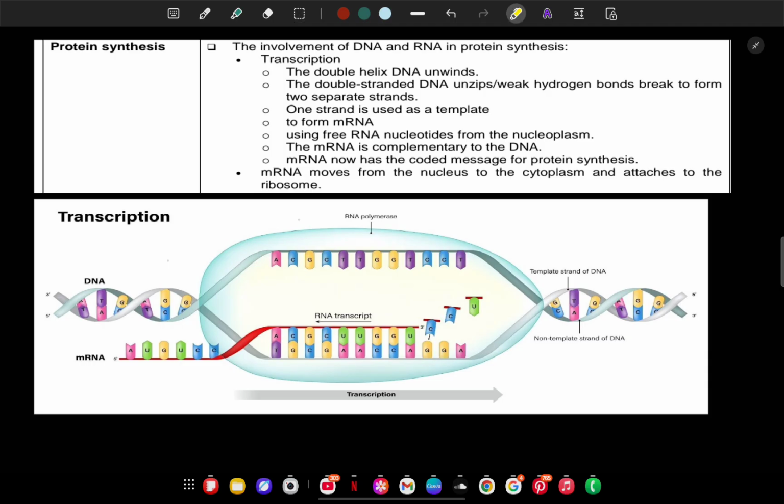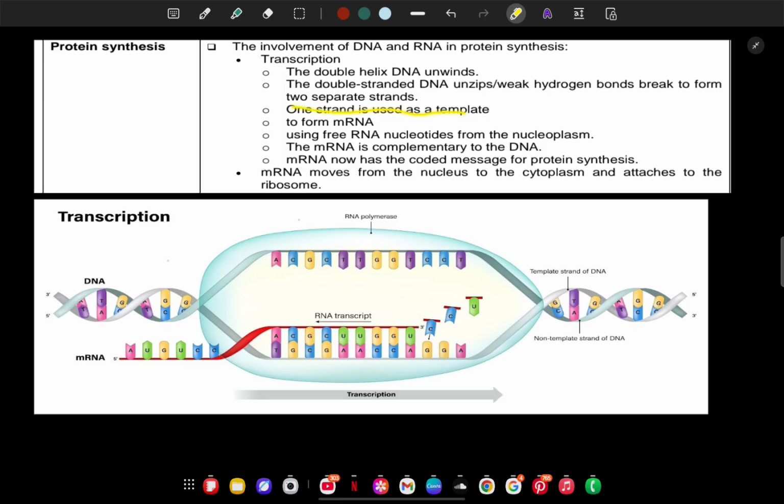So here we are under the first stage, transcription. The first point is that the double helix DNA unwinds. Like we can see over here, this is it unwinding. As it untwists, that is unwinding. And then the second step says that the double-stranded DNA unzips, as weak hydrogen bonds break to form two separate strands. As you can see here, these two strands have unzipped as they unwinded. So they have broken apart into two separate strands.